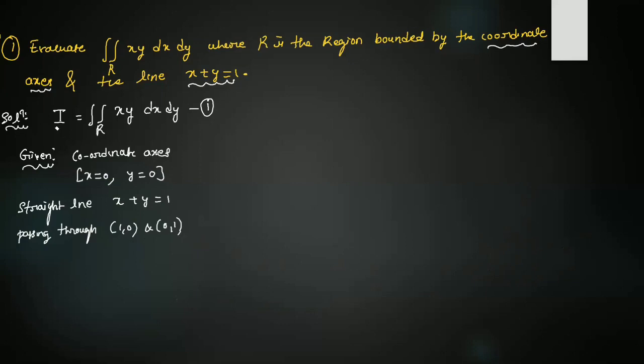First, write down the integral. Then write down the given coordinate axes: x is 0, y is 0, and a straight line. They have not mentioned it is a straight line, but we need to understand what it is. It is a straight line in the form of x by a plus y by b is equal to 1, where a is 1 and b is 1. So it passes through 1, 0 and 0, 1. Let us draw it now.